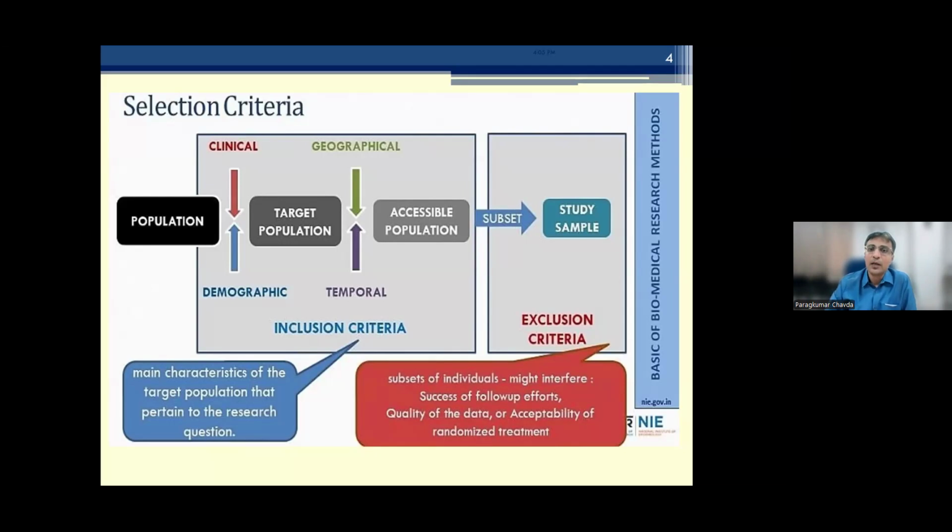Now, out of them, there might be some people on whom measurements might become difficult, so we'll exclude them. Anyone who otherwise meets my inclusion criteria in terms of clinical and demographic characteristics and who is accessible to me in terms of geography and time, among them there might be some whom I would wish to exclude. What could be the reasons? The reasons are mentioned in the red colored box here. For the subset of people who are otherwise meeting the inclusion criteria, what is the success of follow-up efforts? What is the quality of data that I obtain from them? And what is the acceptability of randomized treatment, if I'm planning randomized treatment in my study?